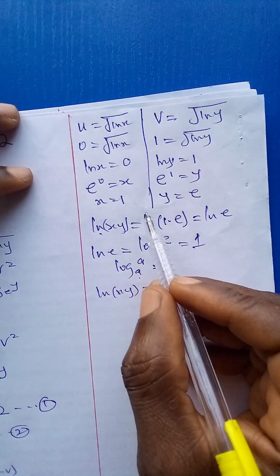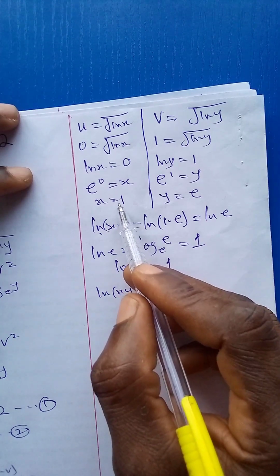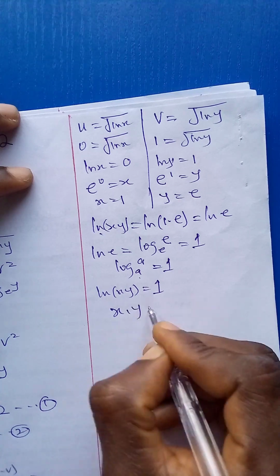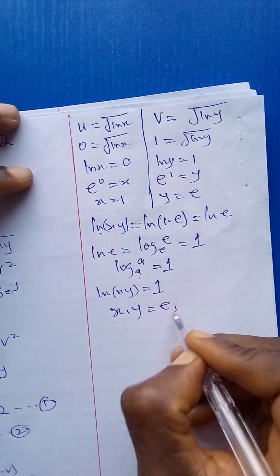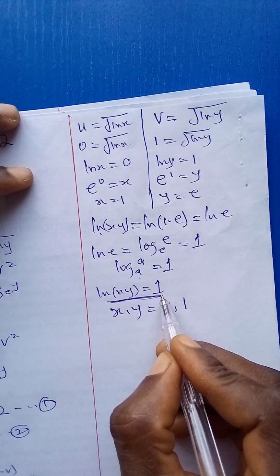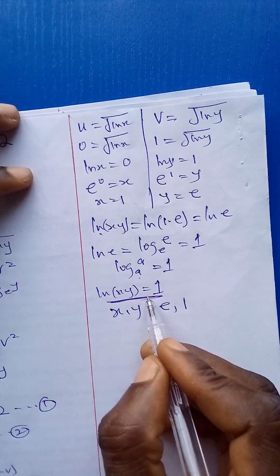If we switch positions for the values of x and y, that is, if we let x equal e and y equal 1, we are still going to get the same thing here, which is ln xy equals 1.